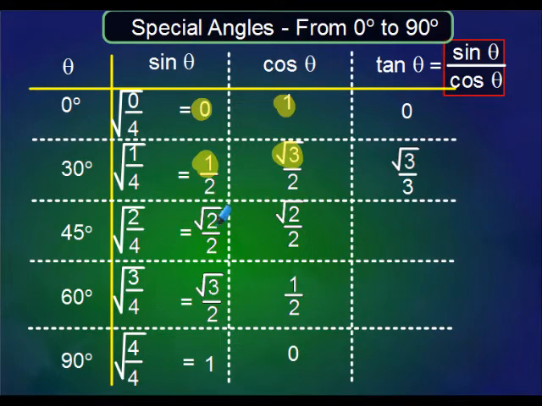As for 45, it's root 2 over root 2, which is just simply 1. As for 60 degrees, that's root 3 over 1. And last but not least, for 90 degrees, that's 1 over 0. And remember that when you divide by 0, that's simply undefined. And that's simply it. That completes your chart.